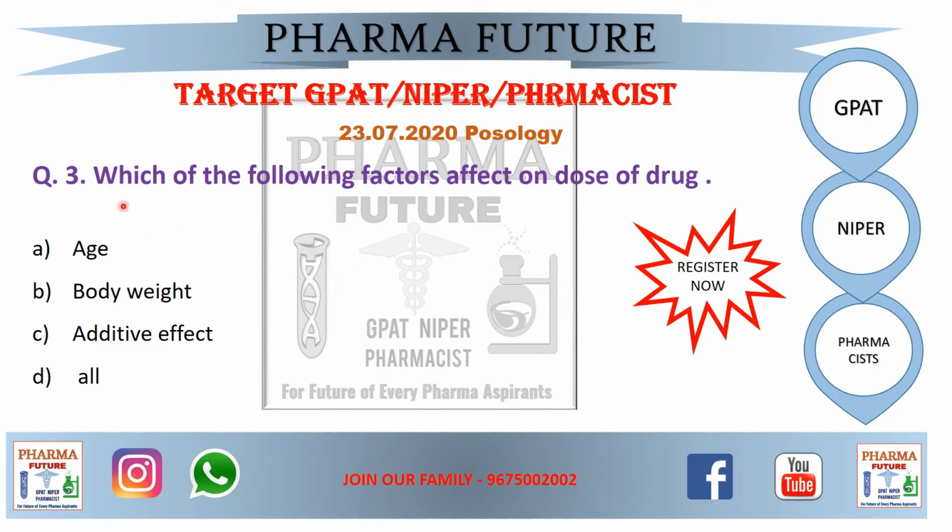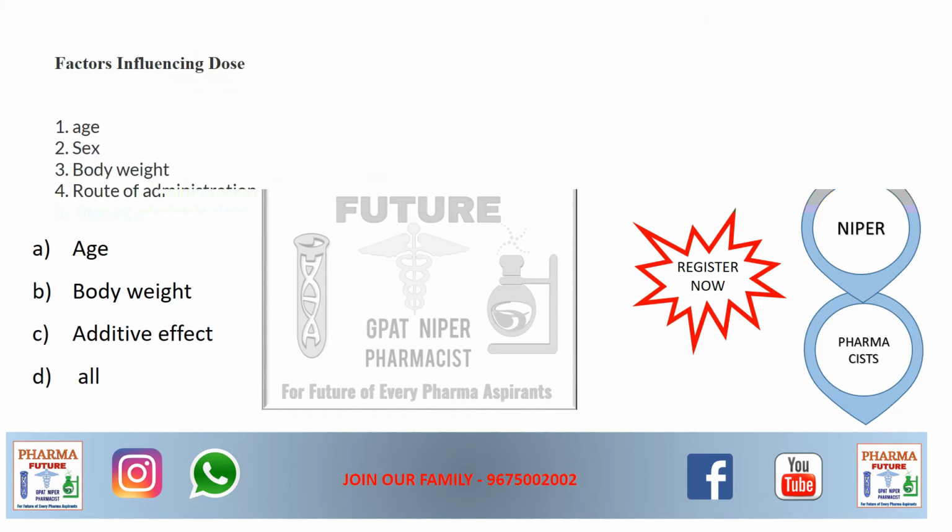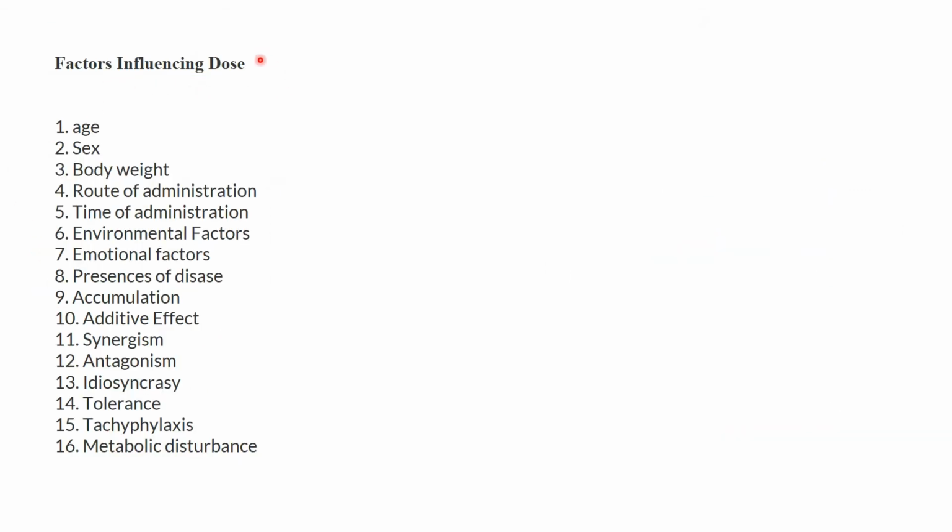Moving to the third question, which of the following factors affect the dose of a drug? Option A age, option B body weight, option C additive effect, and option D all of the above. We'll see the factors influencing dose calculation and selection of dose. First is age, because different ages like child dose, adult dose, and older people dose have different dosages. Then sex, male and female, they have a different effect on dose. Then body weight, depending upon body weight we have to calculate the dose.